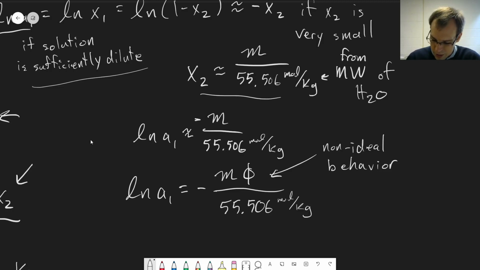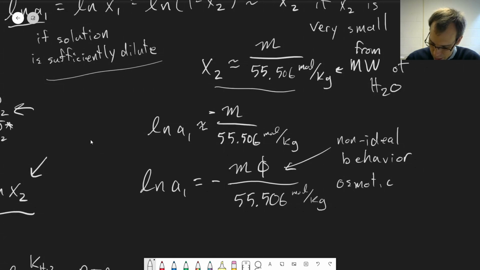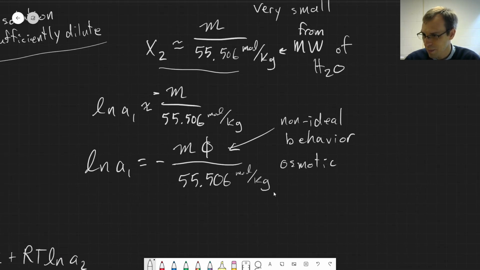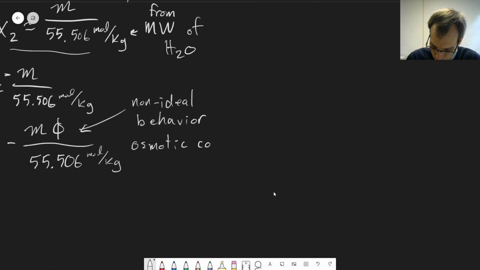And so, again, the name of this is the osmotic coefficient. And my hand just keeps messing up here. All right. There we go. Okay, so the osmotic coefficient.